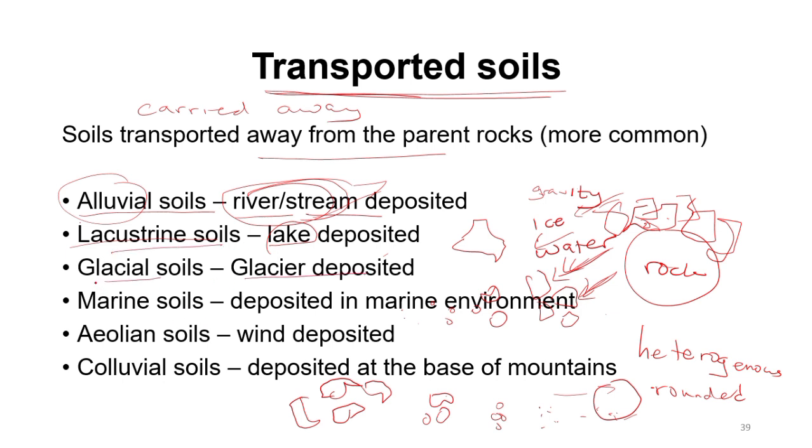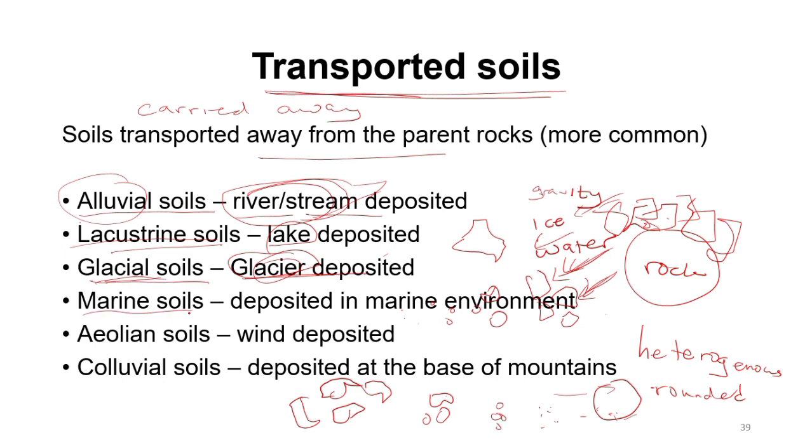Let's talk about glacial soils, more of glacier deposited. They are formed by the action of glaciers, which grind and transport rock debris. This includes till, that's unsorted material deposited directly by ice, and outwash, that's sorted material deposited by meltwater.